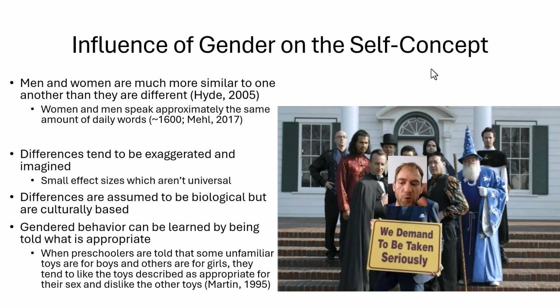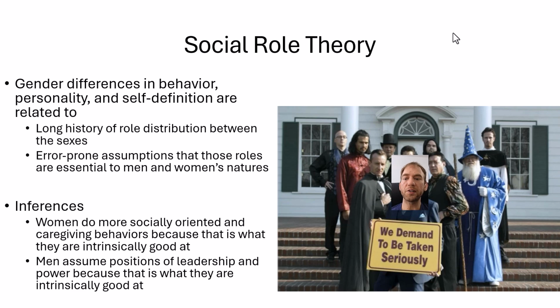And if you're interested in this, you can contact me about the neuroscience of gender differences and a massive critique of this from well-known scholars in the field. Social role theory. This theory argues that gender differences in behavior, personality, and self-definitions are related to a long history of role distribution between the sexes and error-prone assumptions that these roles are essential to men and women's nature.